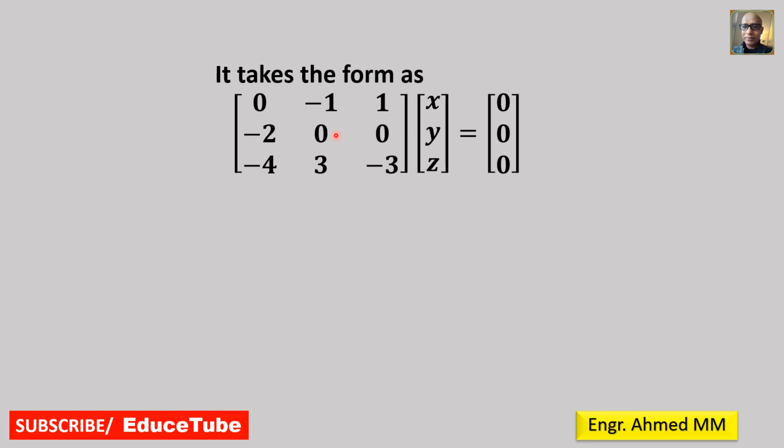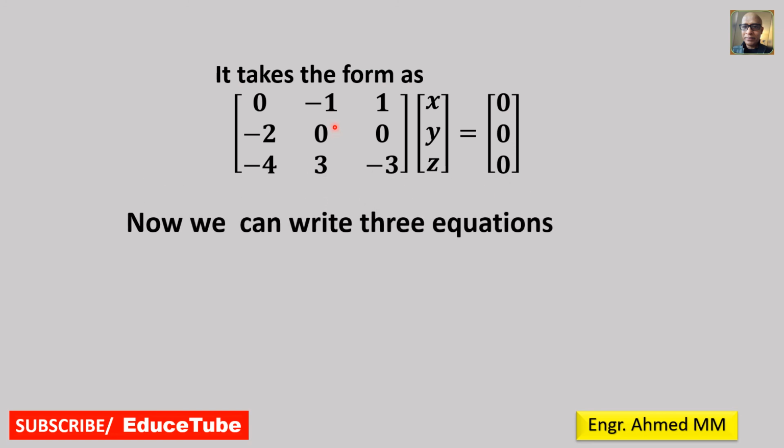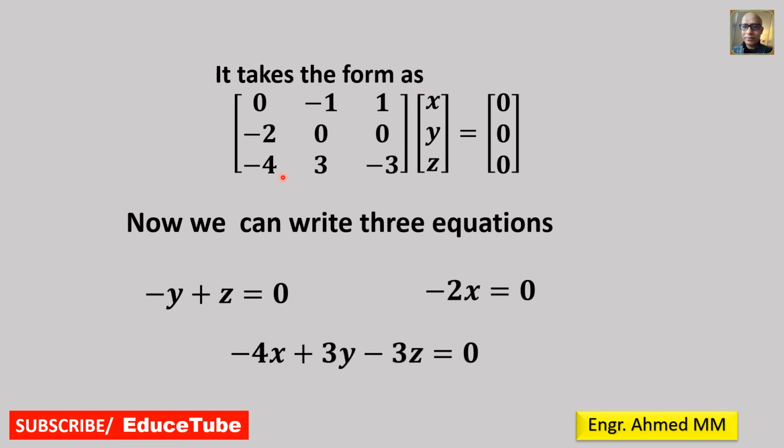Now we can write 3 equations. First row with these vectors, we get this equation. Second row with this vector, we get these equations. Third row with these vectors, we get this. So we will take these equations one by one in the next slide to find the values of x, y and z.